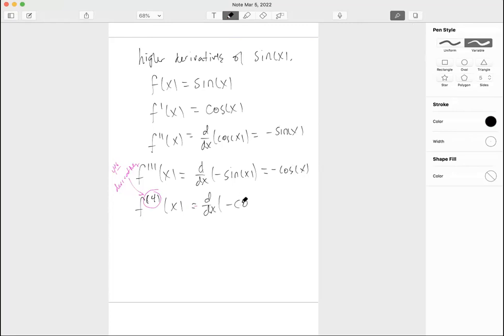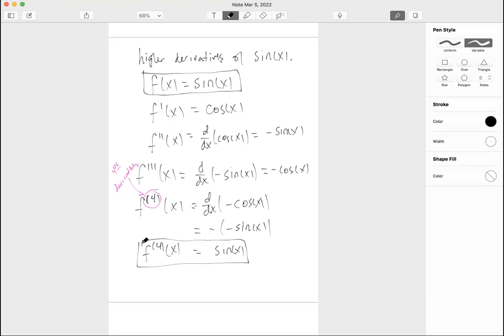Derivative of negative cosine, and that's negative negative sine, which is sine. So that's interesting. Our function goes back to sine after 4 derivatives.